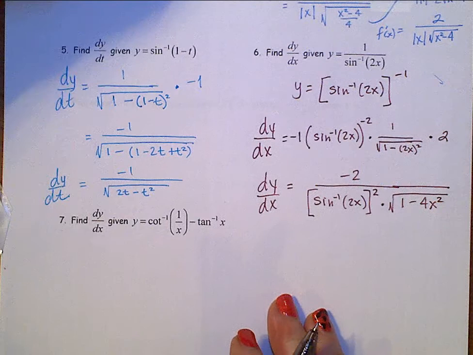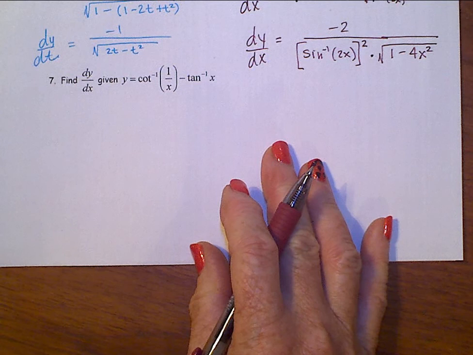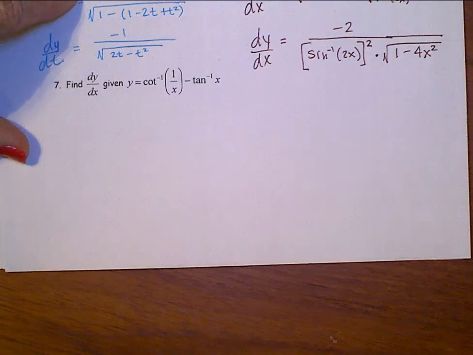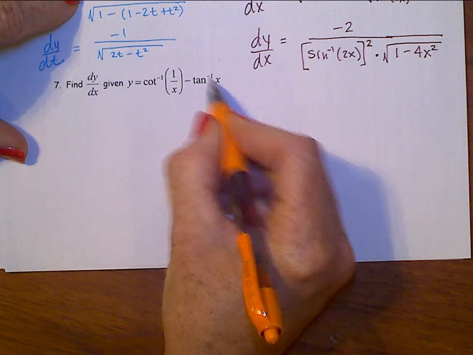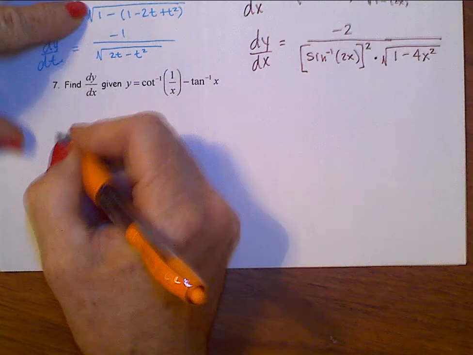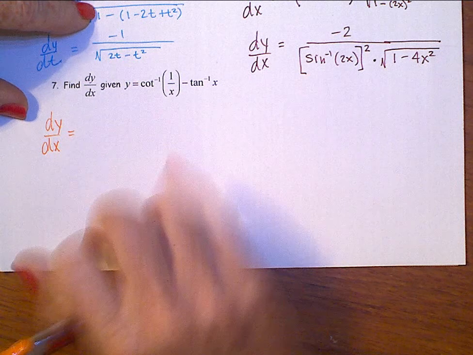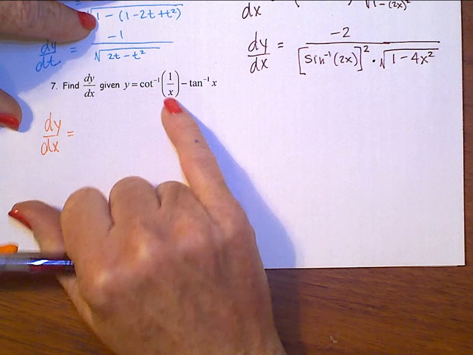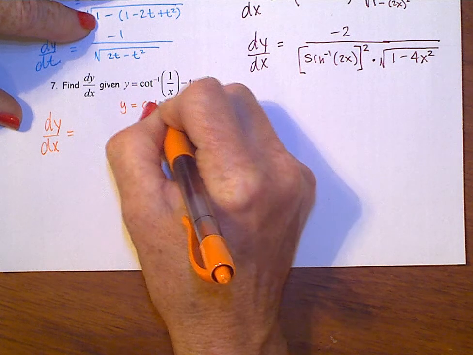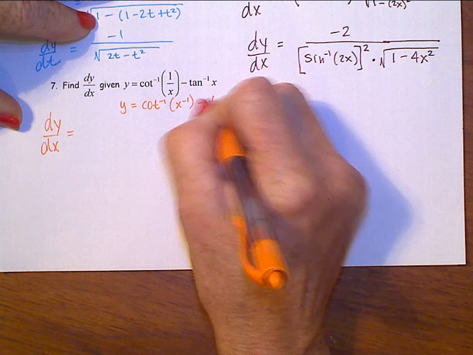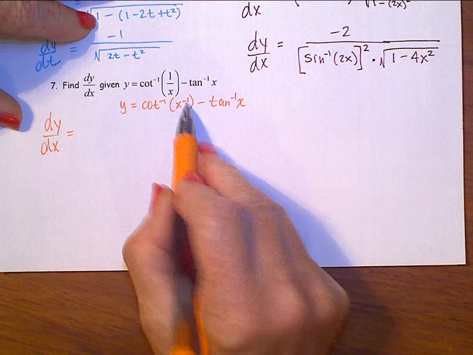All right. Last one on this page. I love this problem. Wait till you see how this one turns out. If y is inverse cotangent of 1 over x, and then minus inverse tangent of x. Let's find that derivative. Dy dx, or we've got some tangents in here. Oh, but that's got that 1 over x. I don't want to do a quotient rule, so I'm going to rewrite this. So I did inverse cotangent of x to the negative 1 minus inverse tangent x.